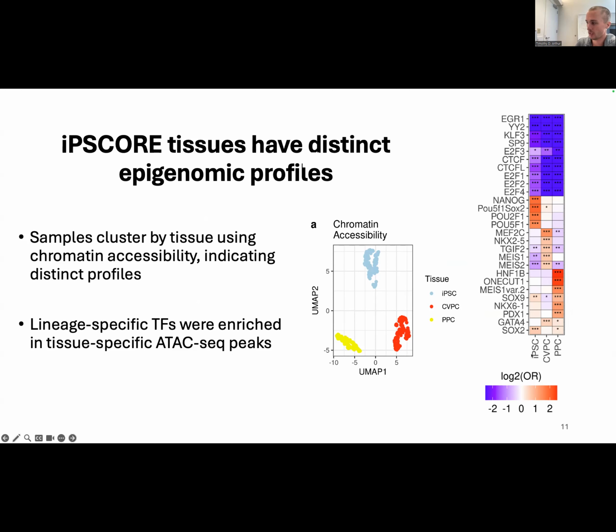And we see that iPSC-specific ATAC-seq peaks are enriched with binding sites for transcription factors that are involved in self-renewal and pluripotency, like NANOG, OCT4 and SOX2. CVPC-specific ATAC-seq peaks are enriched with binding sites for NKX2-5 and MEF2C, which are known cardiac markers. And PPCs are enriched for pancreatic markers like NKX6-1 and PDX1. So taken together, this shows not only that our ATAC-seq data is good, but that they are representative of their adult counterparts.